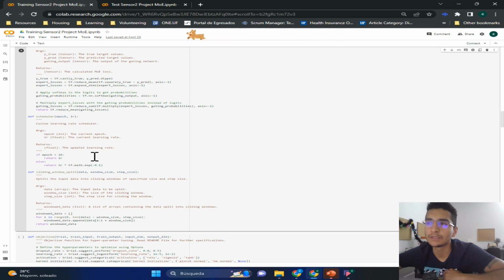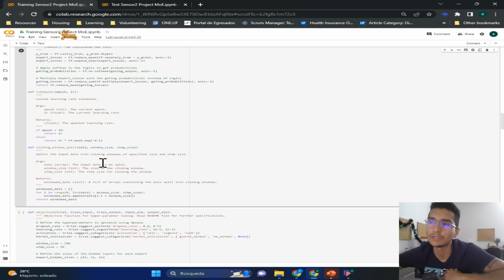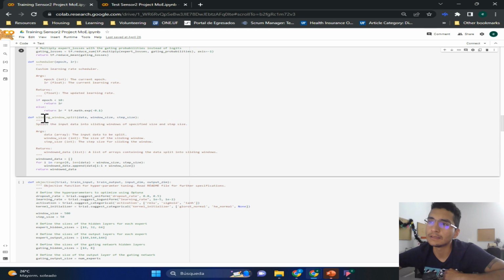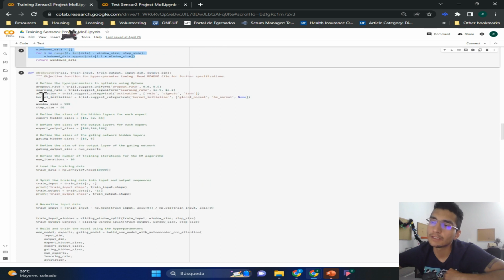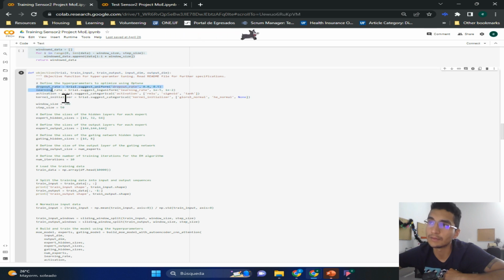We implemented a scheduler as a breaking point of our routine as well. So every time the learning rate went below a certain point, we just stopped the training. And this is just the sliding window split. This is the function that allows us to format the walk forward validation stage. We have our objective function, which allows us to do the hyperparameter tuning. As you can see, these are the hyperparameters that we are defining: the dropout rate, learning rate, activation function, and the kernel initializer.